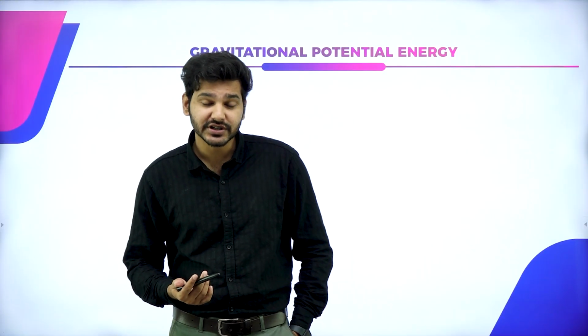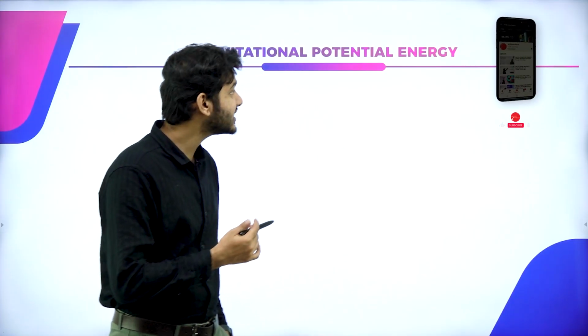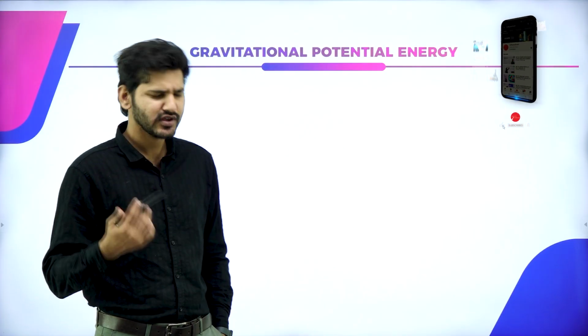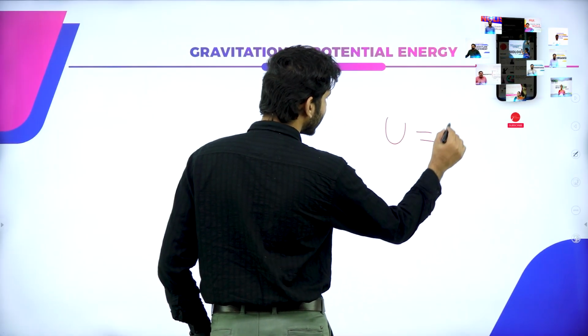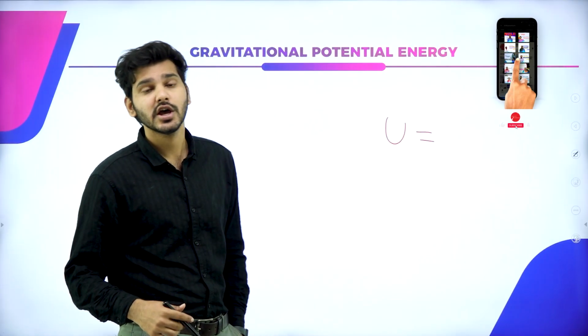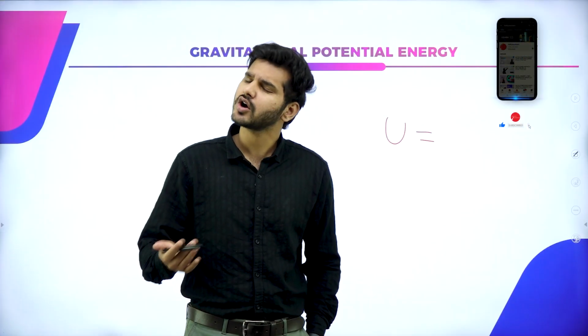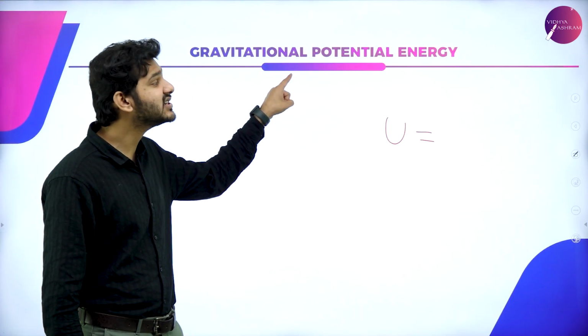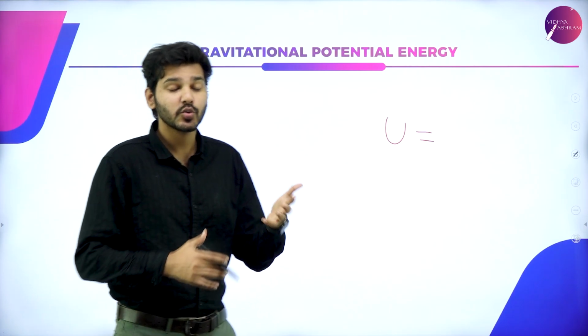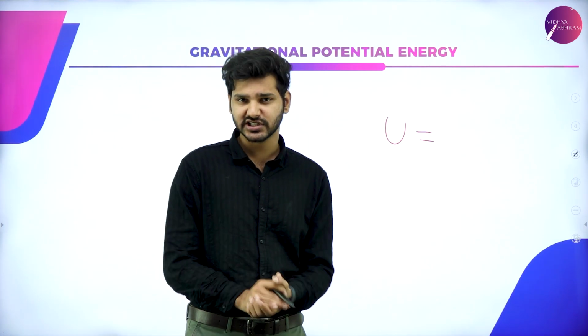So today we are going to discuss what gravitational potential energy is. We all know that potential energy U is the energy possessed by an object due to its position or configuration. In this particular case, we are talking about gravitational potential energy. So what exactly is this gravitational potential energy?